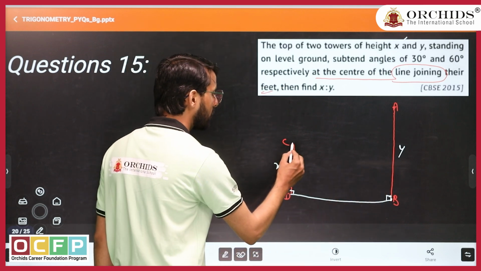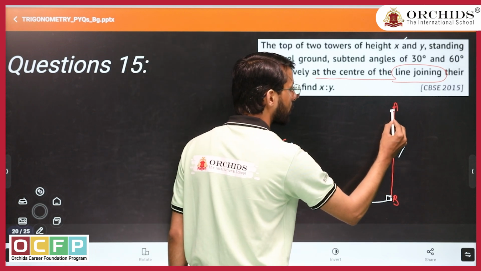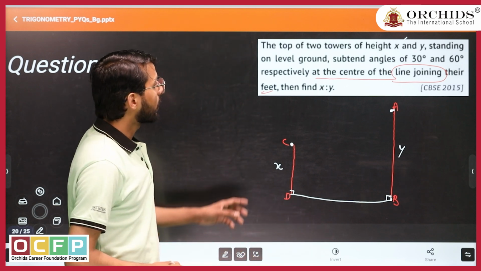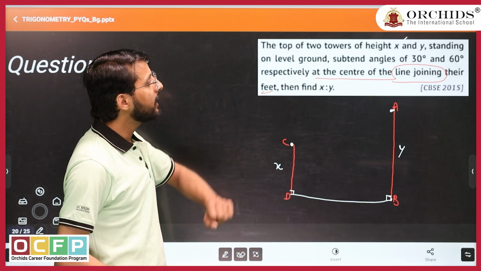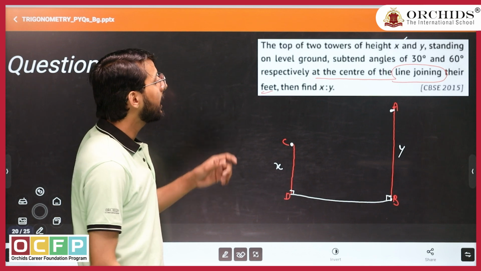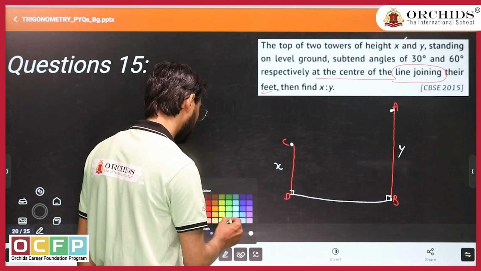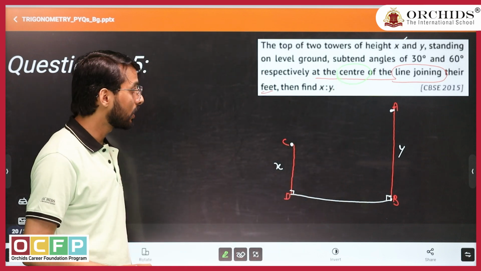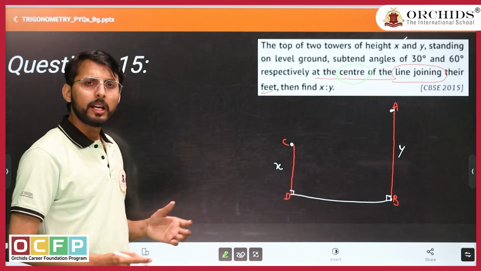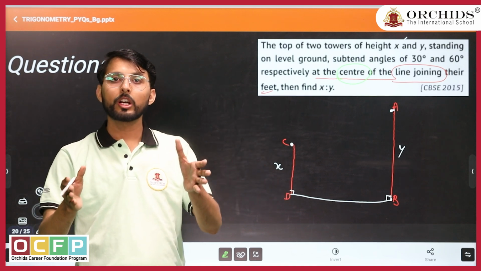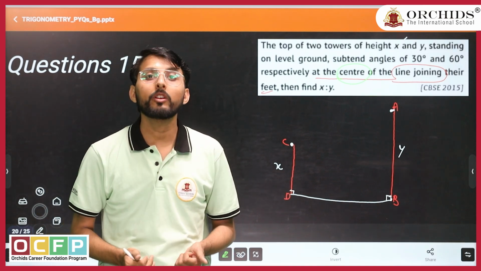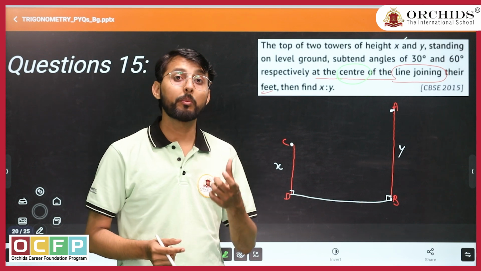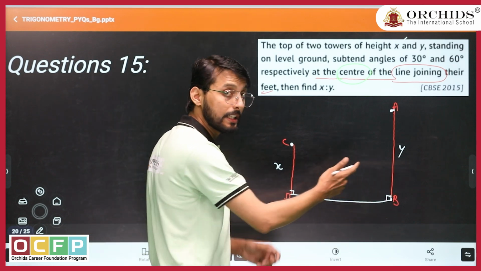This is the top of the smaller tower. This is the top of the bigger tower. Longer tower. Subtend angle of 30 degree and 60 degree respectively at the center. This word is very important, otherwise you are going to miss this question in the examination. At the center of line. If a line is given to you and they are talking about the center of a line, it is just the midpoint of the line BD.